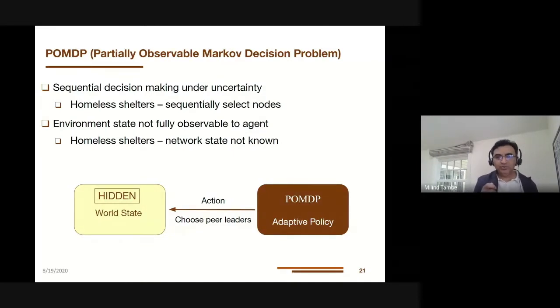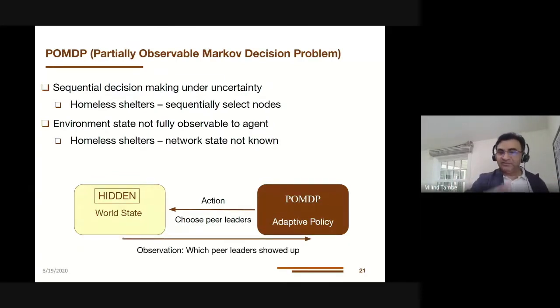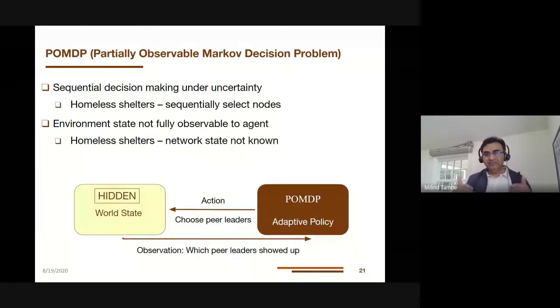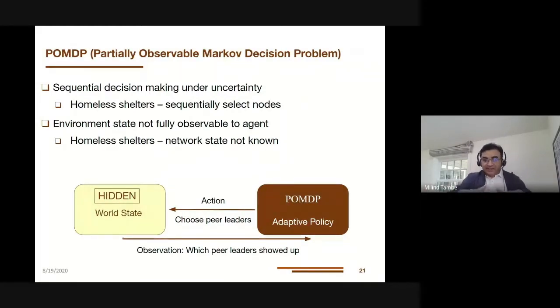We are trying to sequentially select nodes. So the homeless shelter is going to ask 5 people to show up. The world will come back and say, well, instead of these 5 people, these other 3 people showed up. So we got this observation as to which peer leaders actually showed up. The POMDP policy is then going to say, okay, invite the next 5. And the network state is not known. We don't know who has got the information about HIV. And so POMDP is a way of coming up with these kinds of policies.